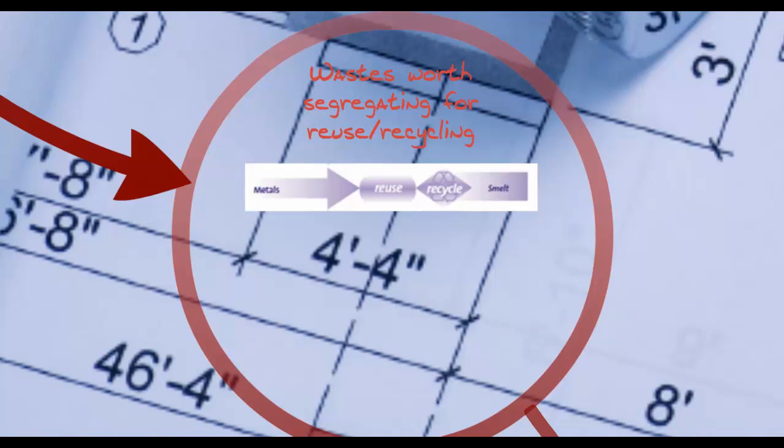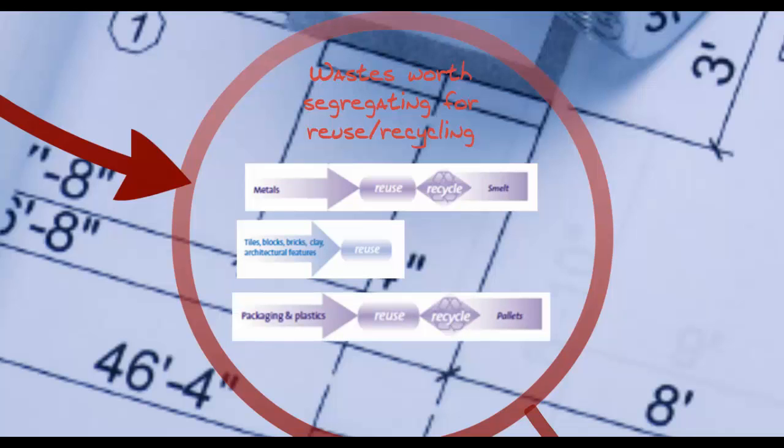Metals can be reused or recycled, such as for smelt. Tiles, blocks, bricks, clay, and architectural features can also be reused. Packaging and plastics can be reused or recycled, such as for pallets. Oils, paints, and chemicals can also be reused.